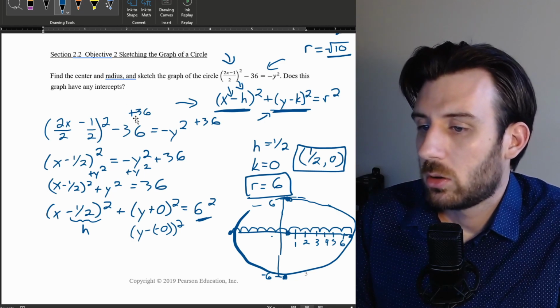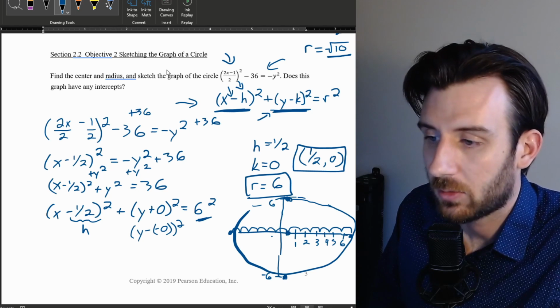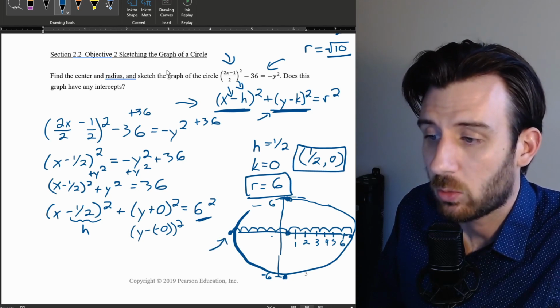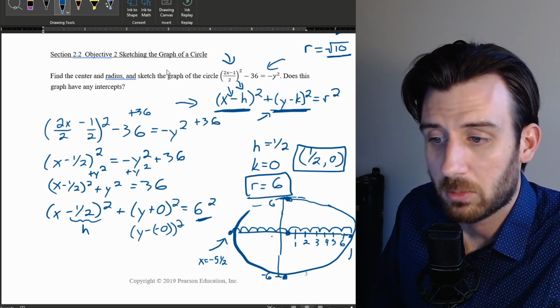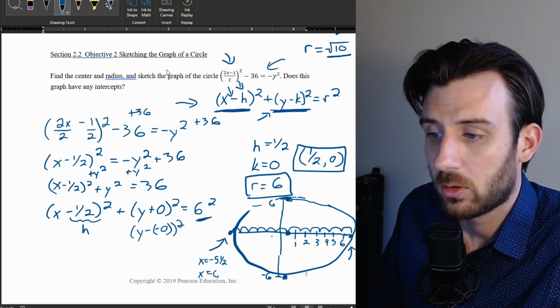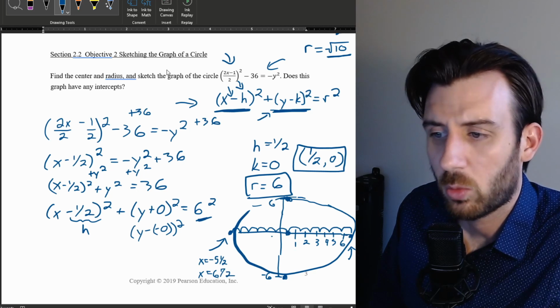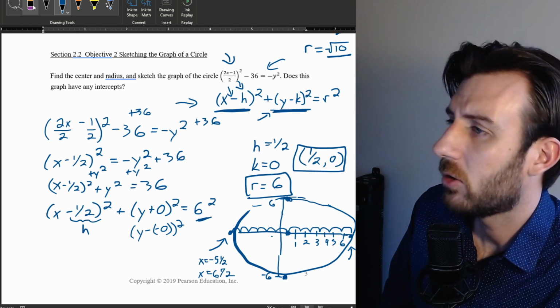Ooh, can't tell from the picture. Looks kind of rough. Oh, well, I guess I can tell for some of them. This one here, I've got an x-intercept at x equals negative 5/2, negative 5.5. And then I have another x-intercept here at x equals 6.5, so I guess those are both x-intercepts. What about the y's? The y's are challenging. We might need some more space to do that one.